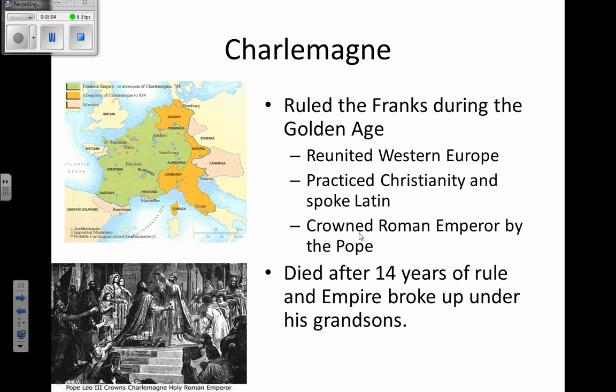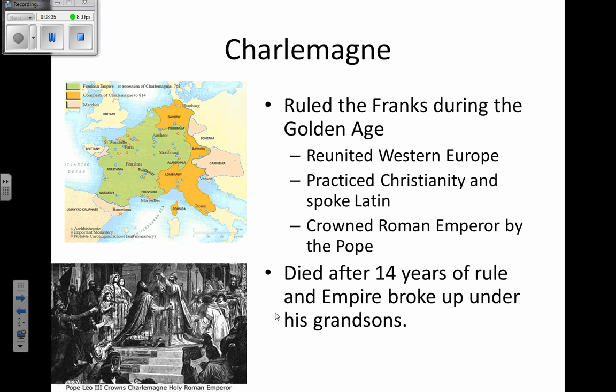He was also crowned Roman Emperor by the Pope, which you see down here. On Christmas Day 800, Pope Leo III crowned him Roman Emperor. This signifies a combination of church power with empire power, and also leads to him being more in line with a Roman emperor. So he dies 14 years after being crowned emperor.